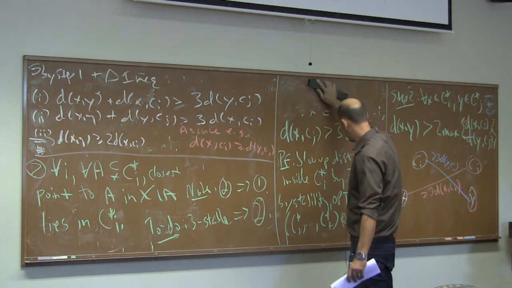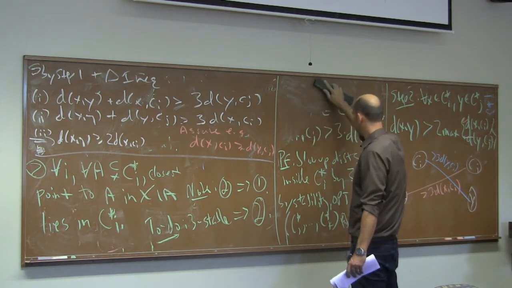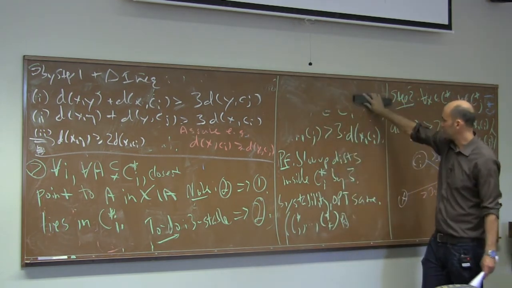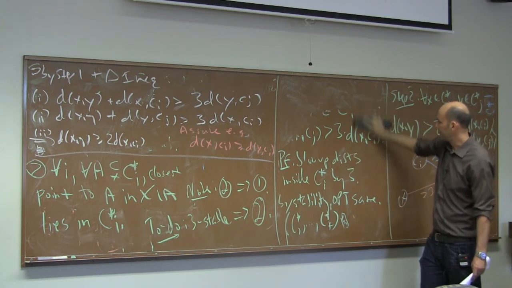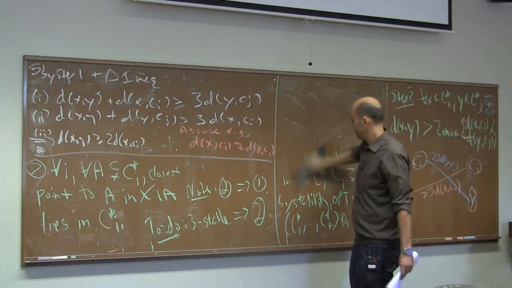Third and final step, happy to say. We are going to use this property. Are we? I forget. We already used it. Maybe that was good enough.